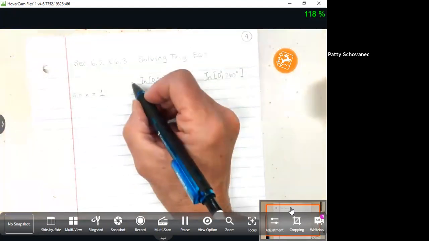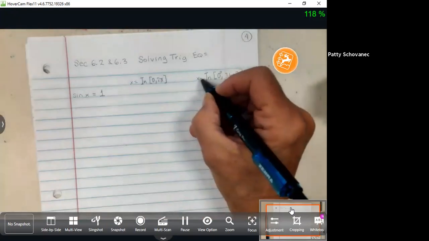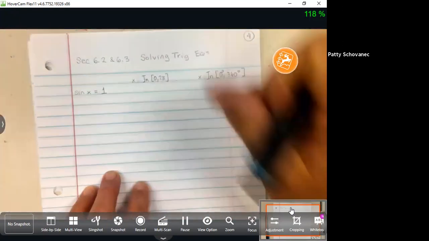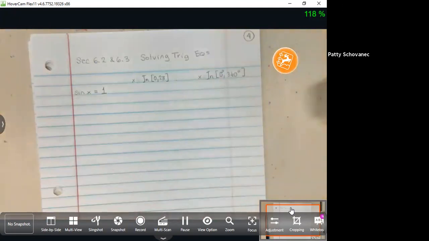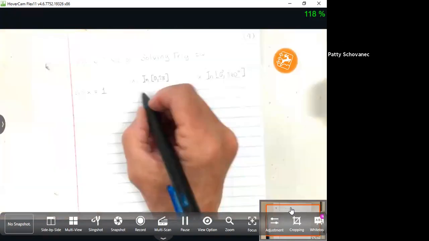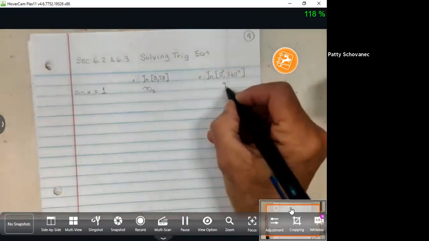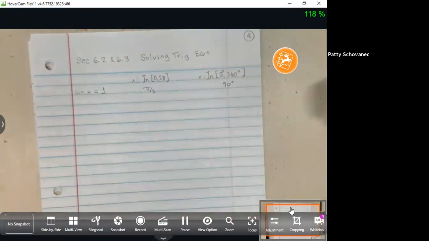Give me an x in the interval from 0 to 2 pi that I take the sine of. And then in 0 to 360, it would be 90 degrees. And that's the only one, right?